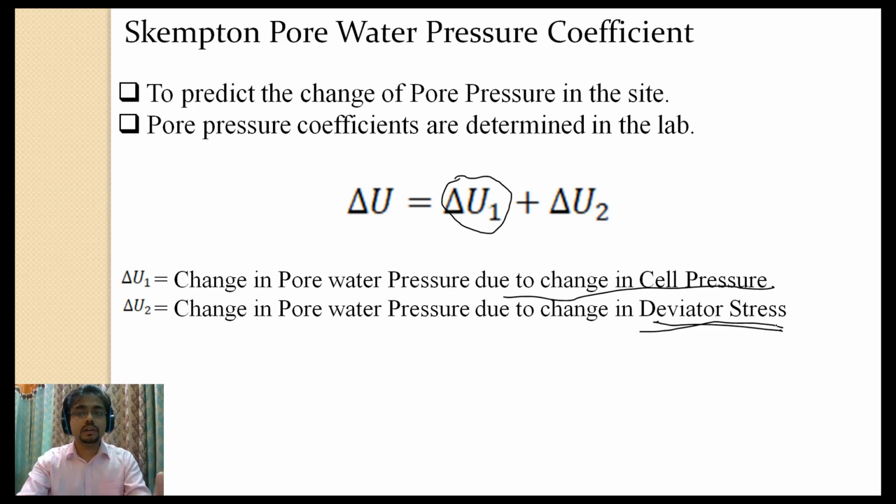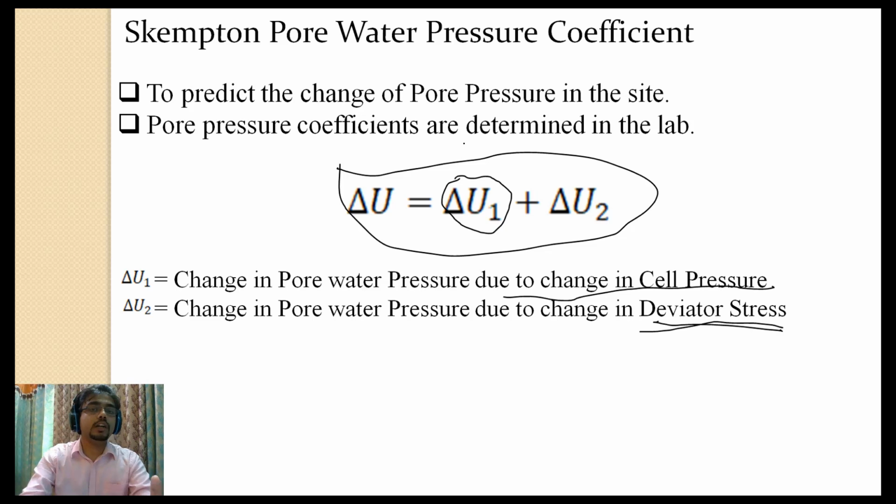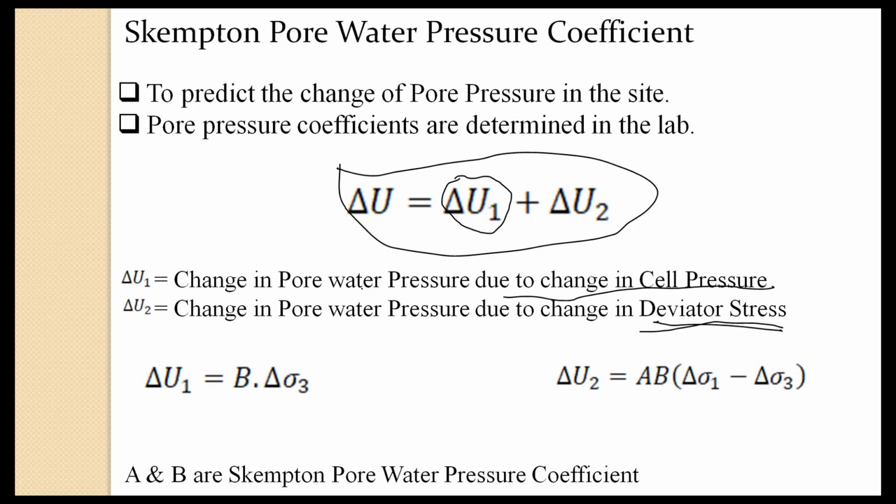Similarly, for del U2, that means the change in water pressure, whenever we apply a deviator stress, obviously the drainage valve is not open. It is closed for any undrained test. The drainage valves are closed in the second stage. So there will be some generation of excess water pressure, which is equal to del U2. So the total excess water pressure generated, del U, is equal to del U1 plus del U2. This is very important, what Skempton has told.